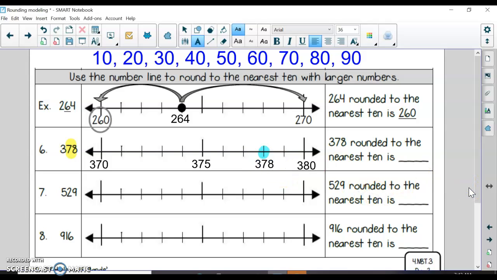I can clearly look at this picture and this blue dot. That's where 378 is. And then I ask myself, which 10 is it closer to? Is it closer to 370, or closer to 380? The closest 10 is 80. So I would write on this line 380. All right, we'll do one more example, but I want us to move now to rounding to the hundreds place.